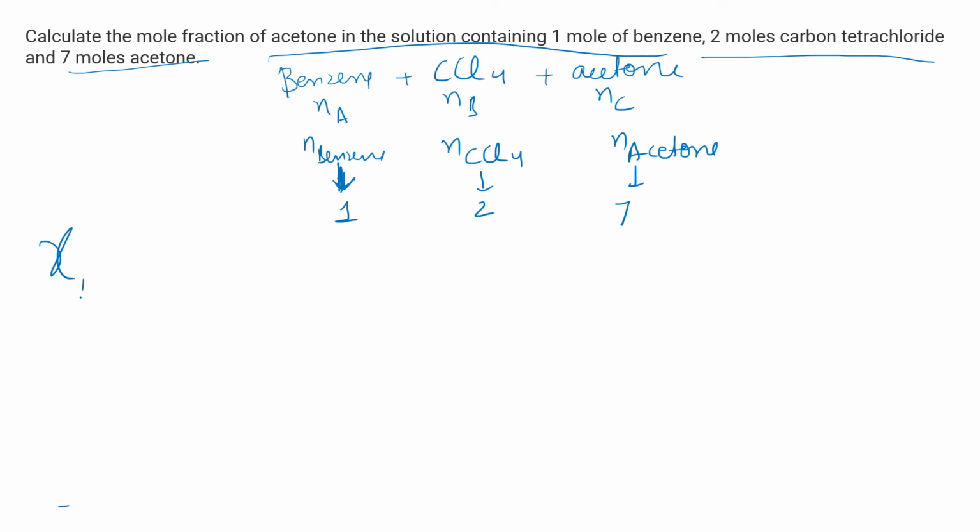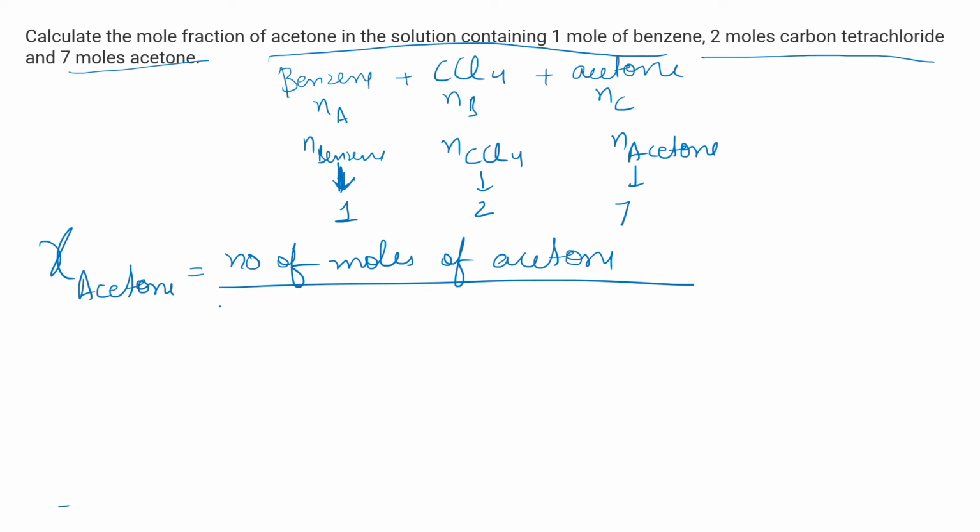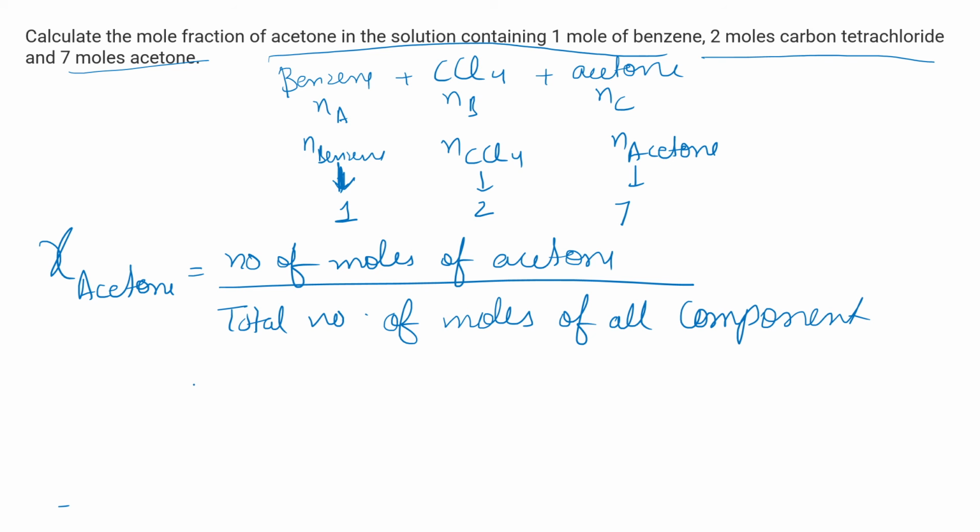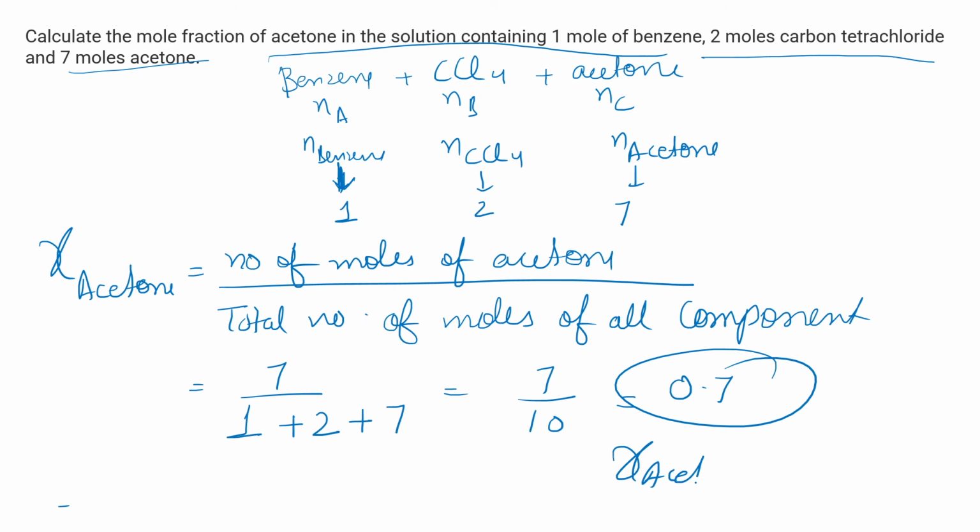So mole fraction for acetone will be number of moles of acetone divided by total number of moles of all the components. Here the number of moles of acetone is 7. For the total, benzene is 1, carbon tetrachloride is 2, and acetone is 7. So 7 divided by 10 gives the value 0.7. The mole fraction of acetone is 0.7.